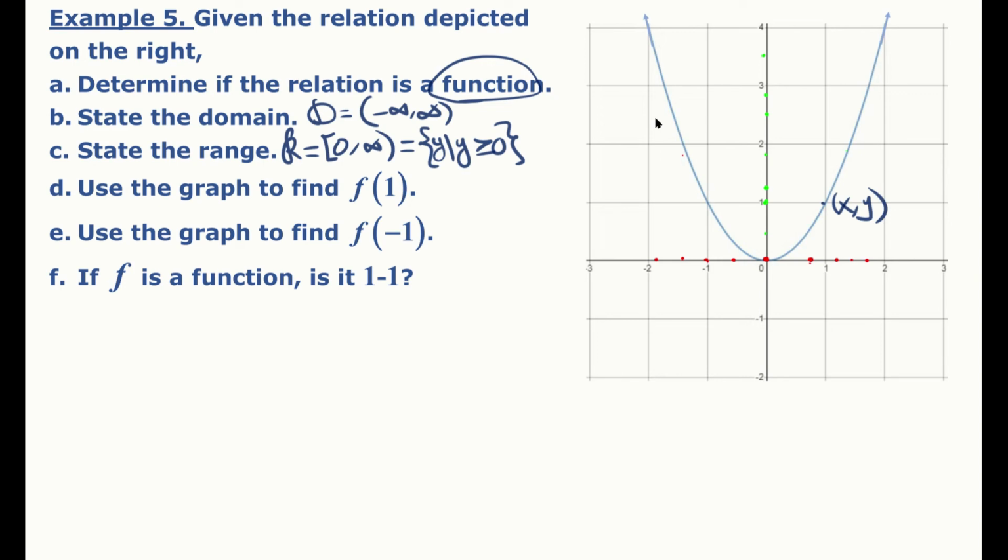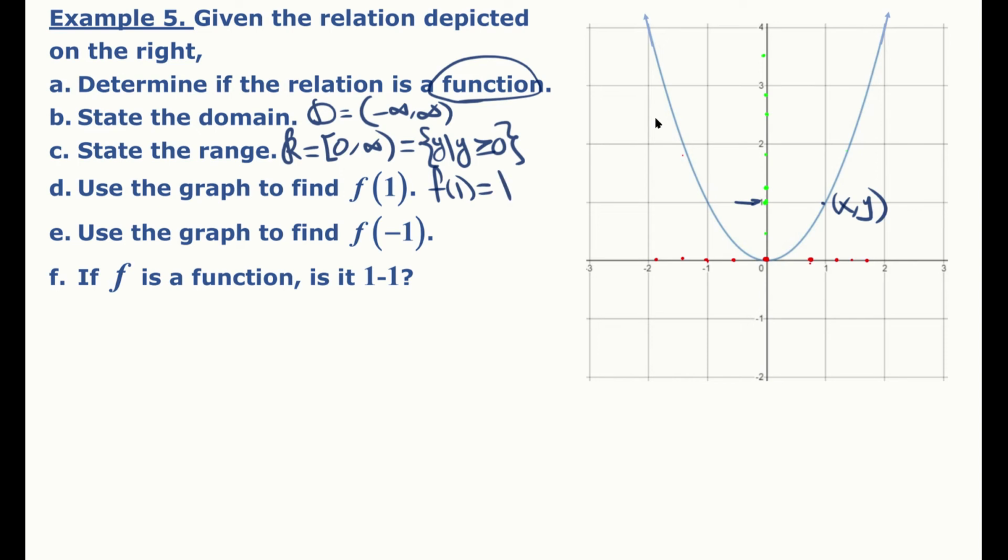All right, so we're going to use this graph to find f of 1. So we want to know what's the output when the input is 1. So what we do is we go to 1 on the x-axis, and we go up till we hit the graph, and then we go left till we hit the y-axis. And there we can see that the output is also 1. So what is f of 1? f of 1 is 1.